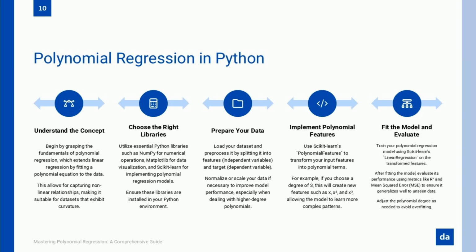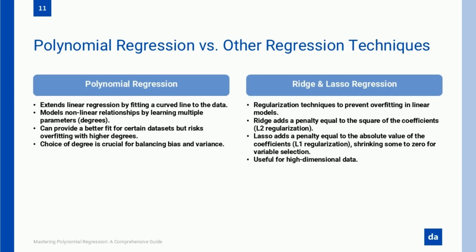In the next section, we will compare polynomial regression with other regression techniques such as ridge and lasso regression and discuss their advantages and limitations in handling complex data patterns. Polynomial regression is just one of many regression techniques used to model relationships in data. While it provides flexibility in capturing nonlinear patterns, it is important to understand how it compares to other methods, particularly ridge regression and lasso regression, which help address some of polynomial regression's key challenges.